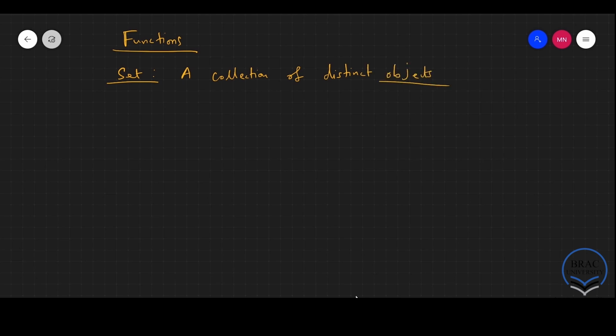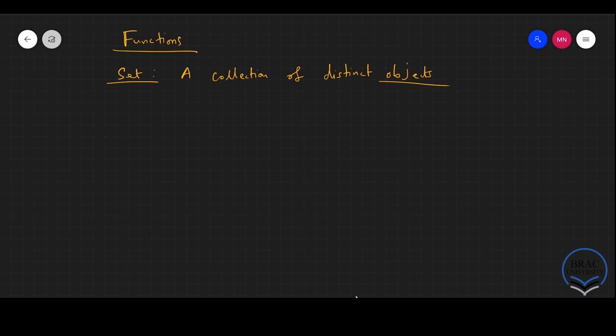So the very first topic that we will be focusing on is the topic of functions. So what exactly are functions? In order to understand what a function is, it's best to know what a set is, right? So a set is basically just a collection of distinct objects. And usually these objects tend to be numbers.